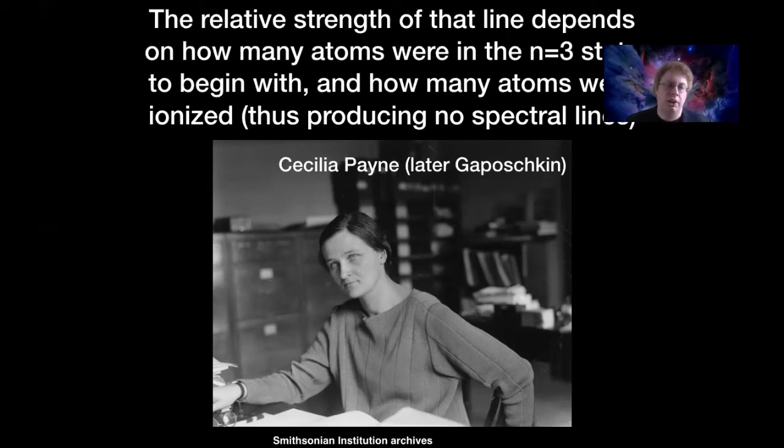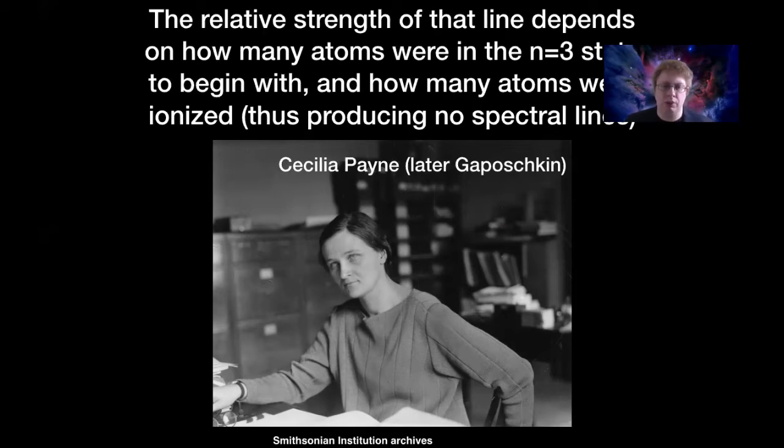So to figure out how to take the spectra that we observe and the strengths of those lines that we observe in the sun and turn that into relative proportions of what the sun is made of, we have to know how many atoms were in that state to begin with.